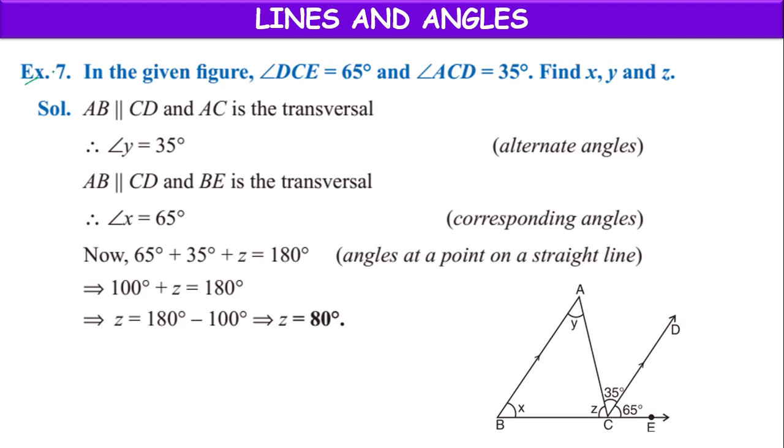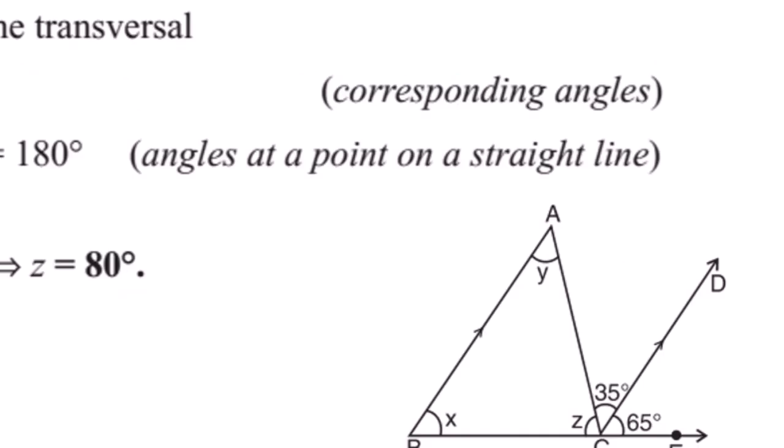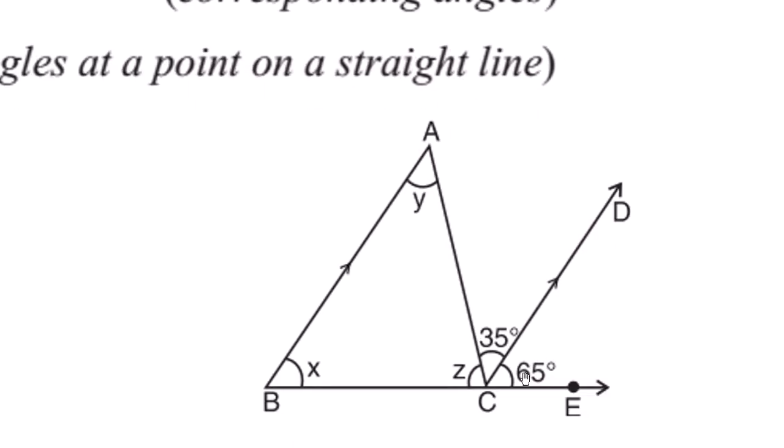Next challenge, example 7. In the given figure, angle DCE is 65 degrees, and ACD is 35 degrees. This part they have given as Z, this part Y, this part X. These X, Y, Z angles we have to find. They have given 65 degrees and 35 degrees.